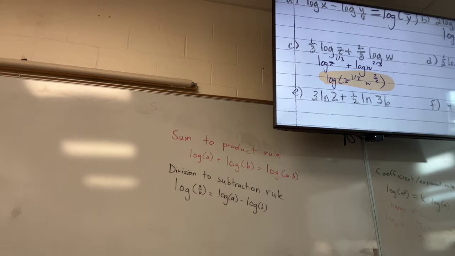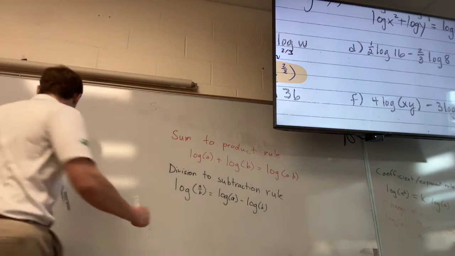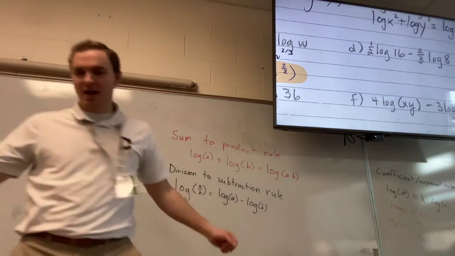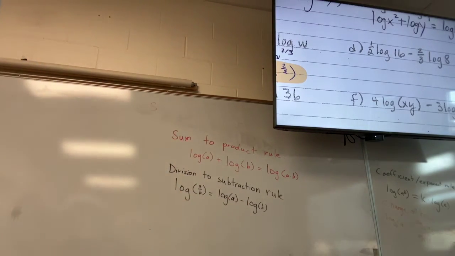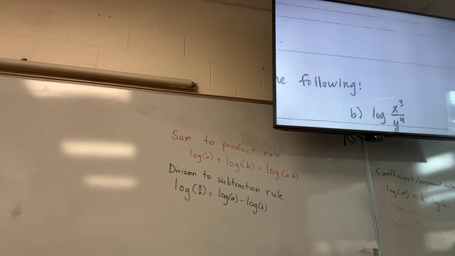Okay. Some more water. You guys okay if I move on to D? Okay, there's a minus here, so I'm going to probably end up doing what? Yeah, the division to subtraction rule. I've got to get rid of those coefficients, though. How do I get rid of those coefficients?